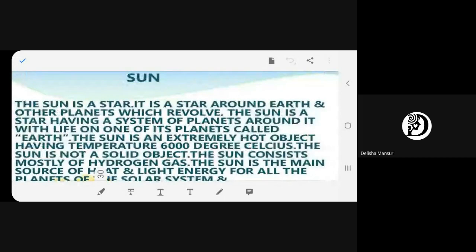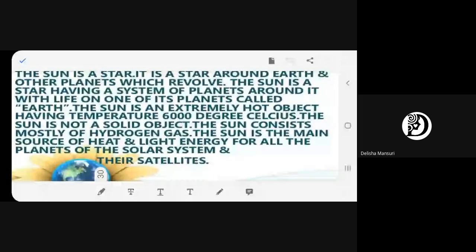Earth and the other planets are revolving around the Sun. So the Sun along with the planets, and the planet which has life called Earth, and the satellites, all make up the solar system. The Sun is made up of gas, we know that. It's a very hot object with almost 6,000 degrees Celsius temperature. It's mainly made up of hydrogen gas and it gives out heat and light energy for all the planets to shine.